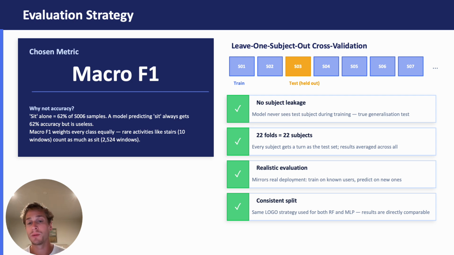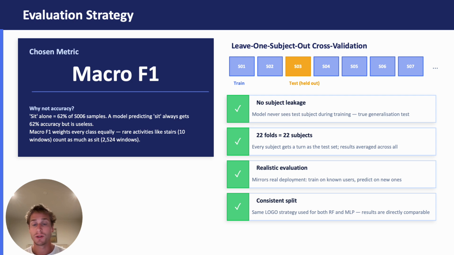Another thing that we do is something called leave one subject out cross validation. This is a good strategy here because it's realistic of real world deployment. In the real world, you train on known users and then predict on new ones. So what we do here is we go through all 22 subjects, leave one of them out, and then evaluate or test on that one subject. We train on 21 out of 22, test on one, do that 22 times by leaving each group out once, and then we average the scores at the very end.